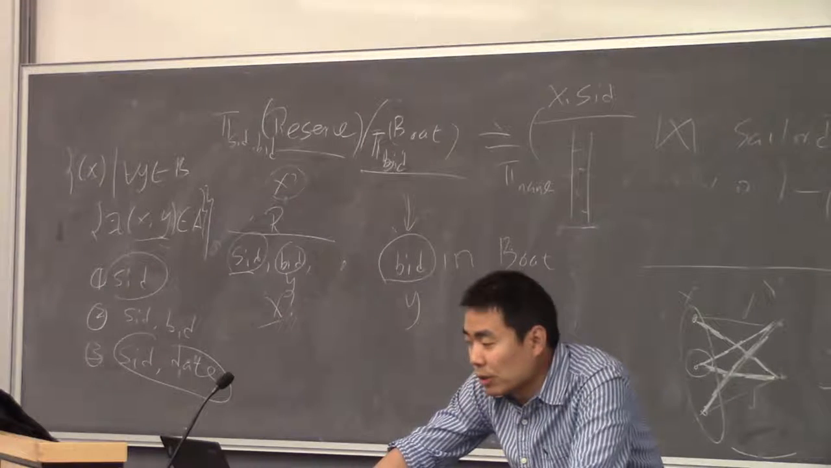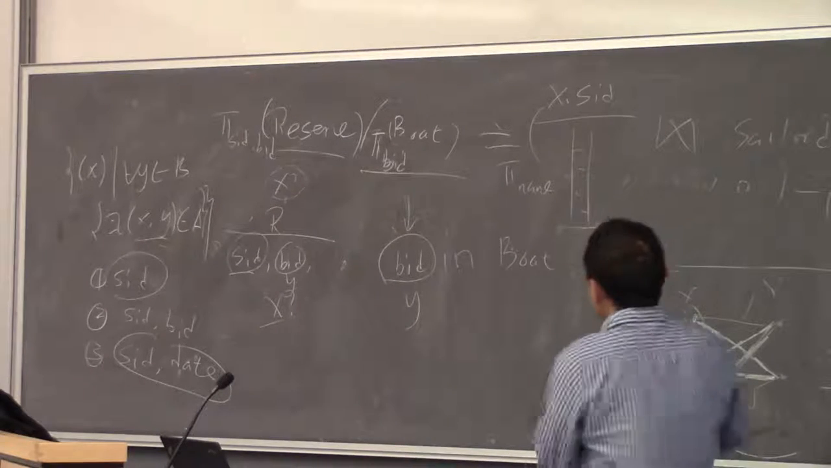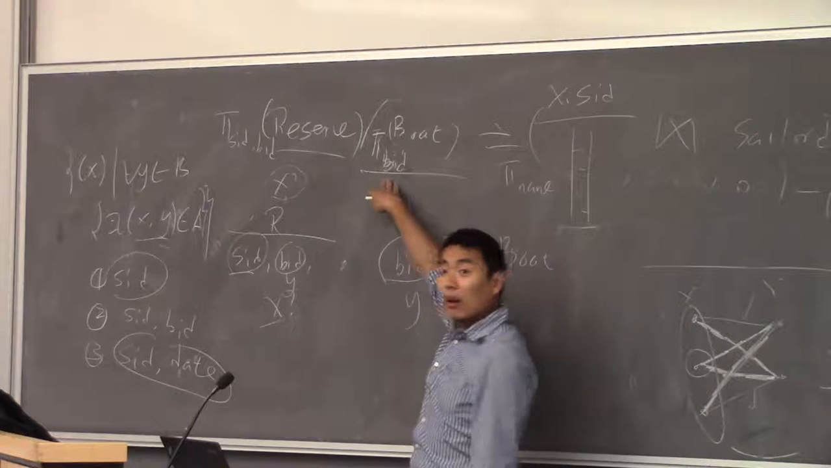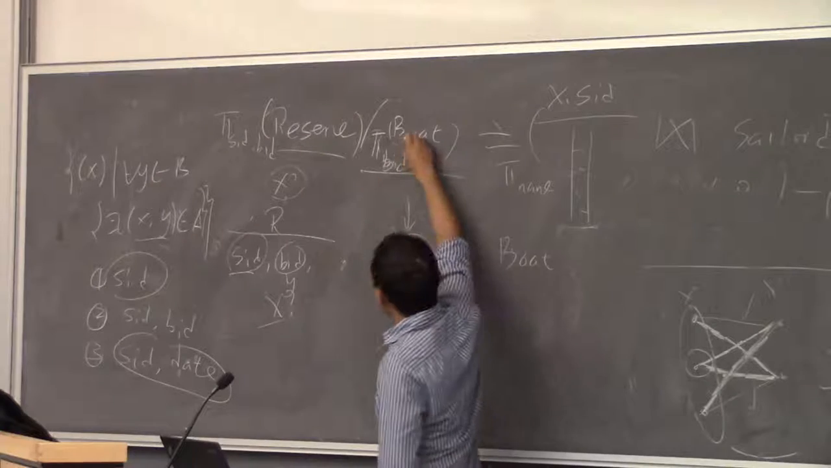What about sailors who reserve all Interlake boats? Well, before you do the projection on boat ID, this gives you all the boat IDs, but I just want to find Interlake boat IDs, so I have another selection condition.